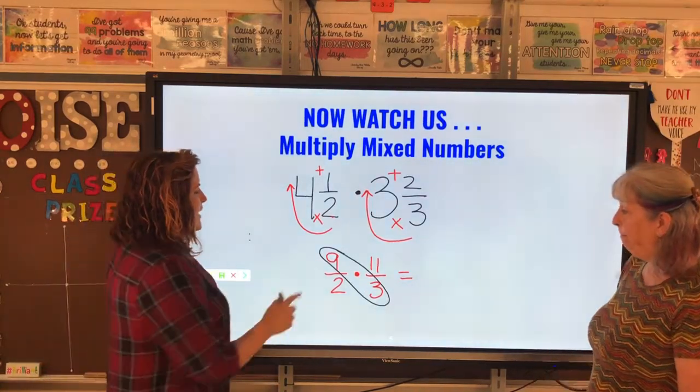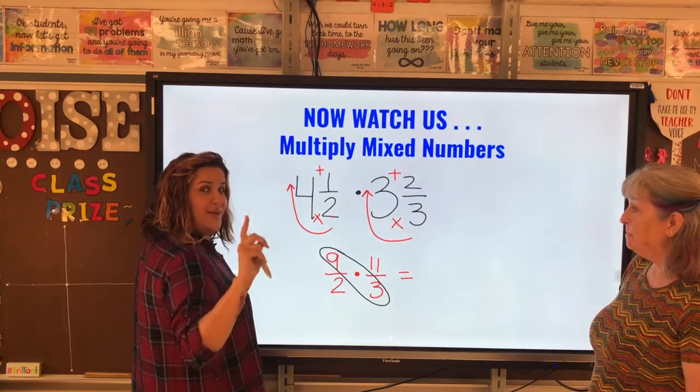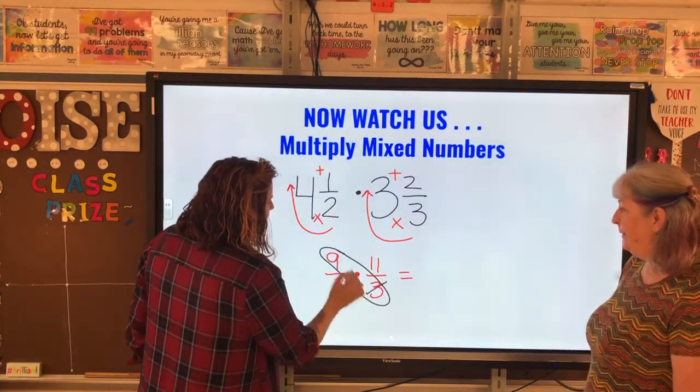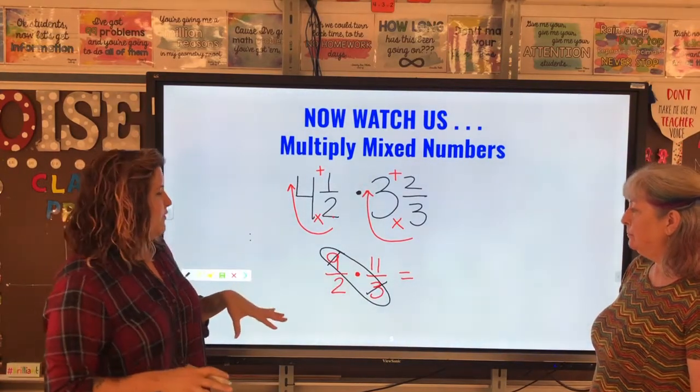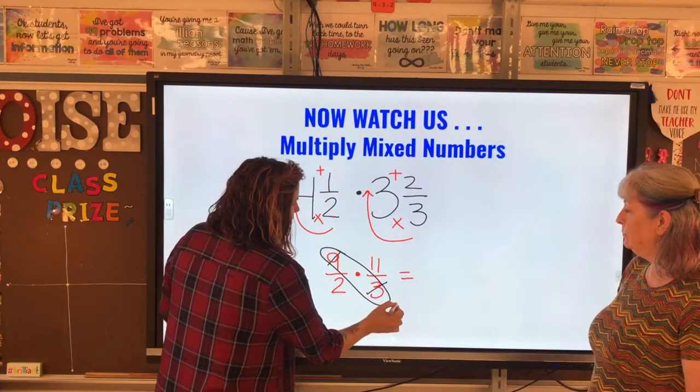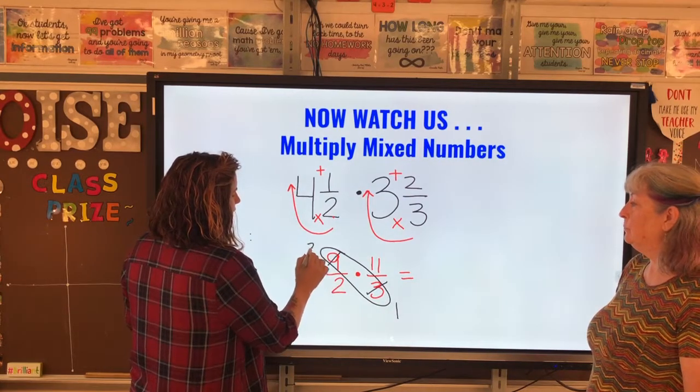So I circle mine. It's kind of like the butterfly effect that we learned in proportions. So 3 and 9 have a common factor of 3. 3 goes into both of those evenly. So 3 divided by 3 is 1. 9 divided by 3 is 3.